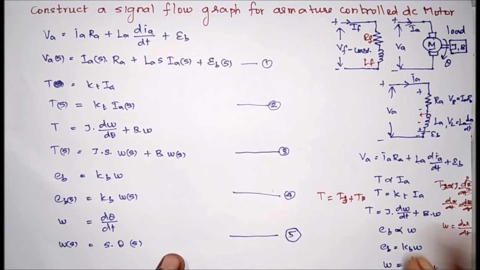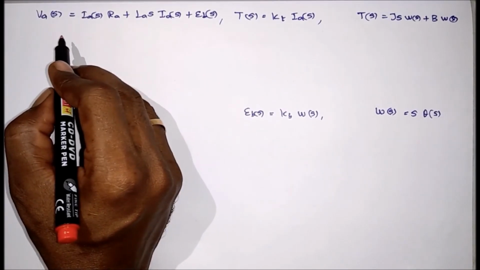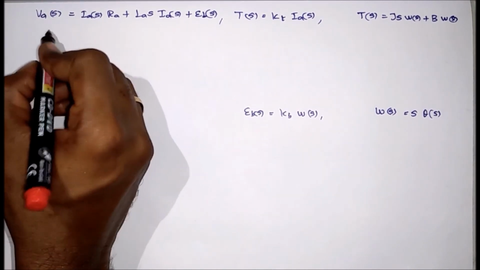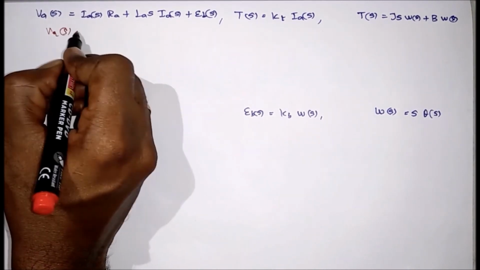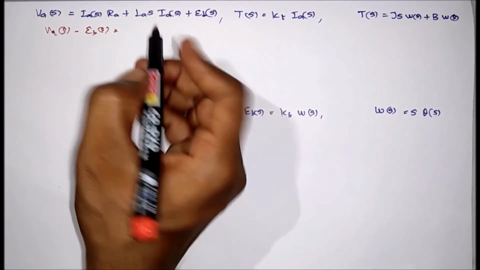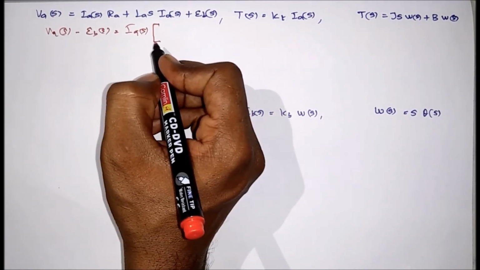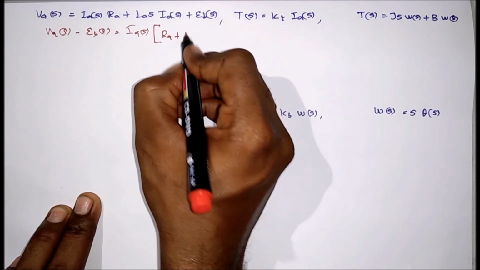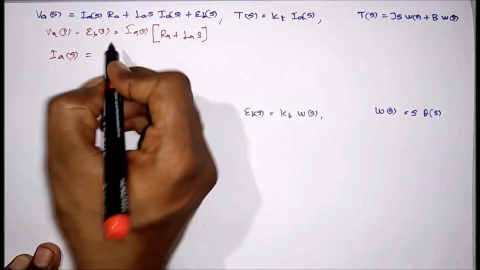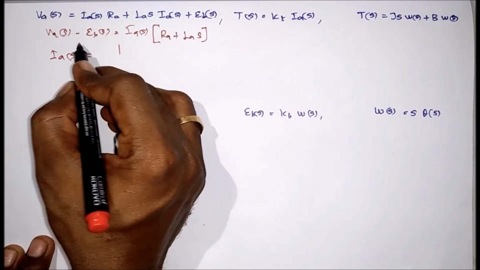So now we have to write these 5 equations separately. From this equation, we can bring this Eb of s here, so Va of s minus Eb of s. From these two terms, we can take Ia of s outside, so inside will be Ra plus La into s. From this, Ia of s equals, if we want Ia of s, we have to bring this into here.